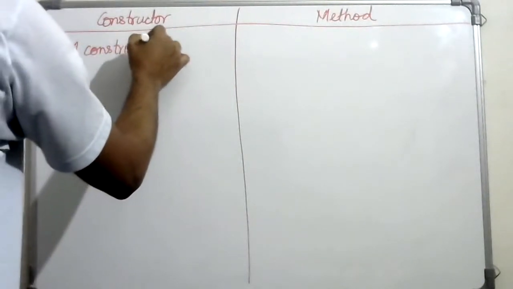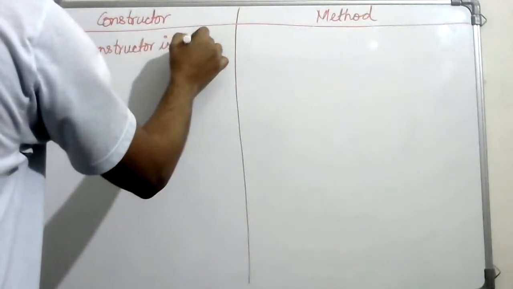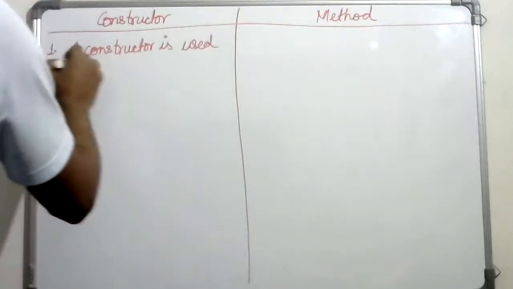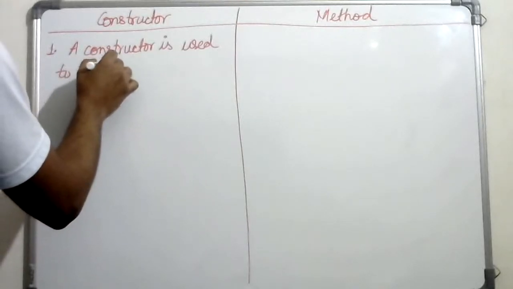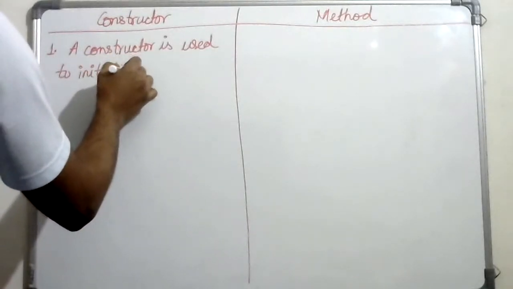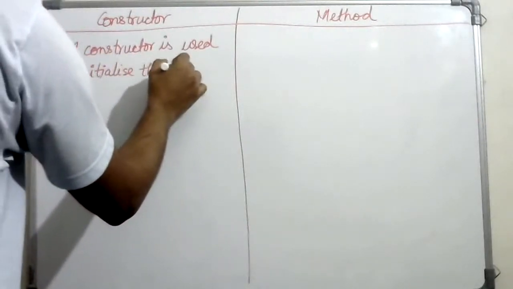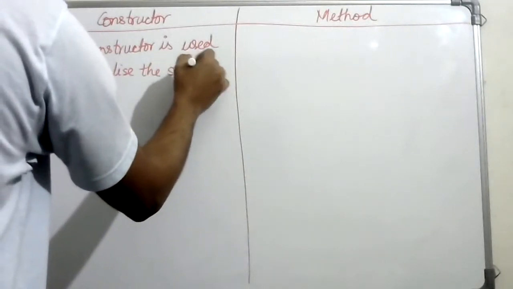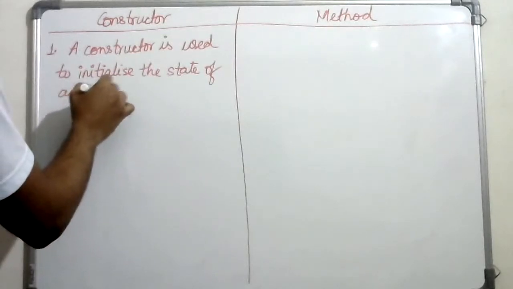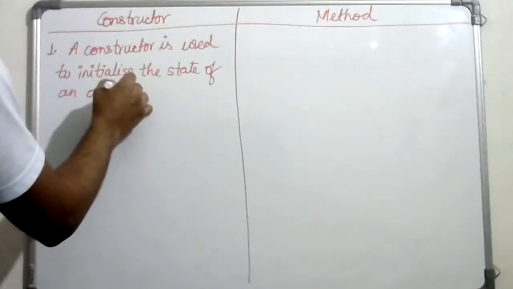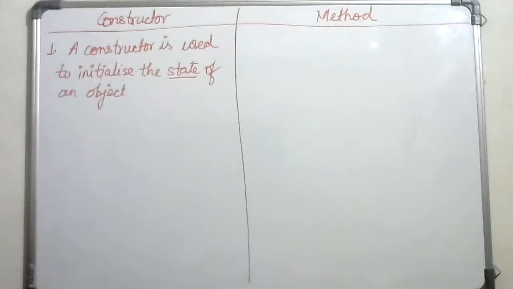A constructor is used to initialize the state of an object. Here, state refers to the instance variables.